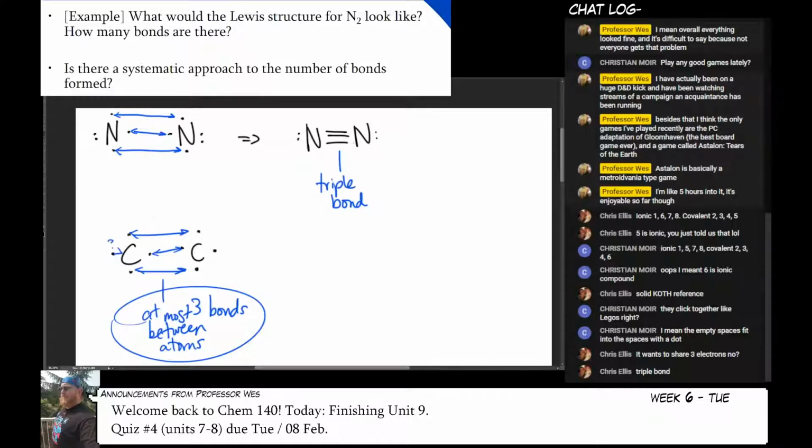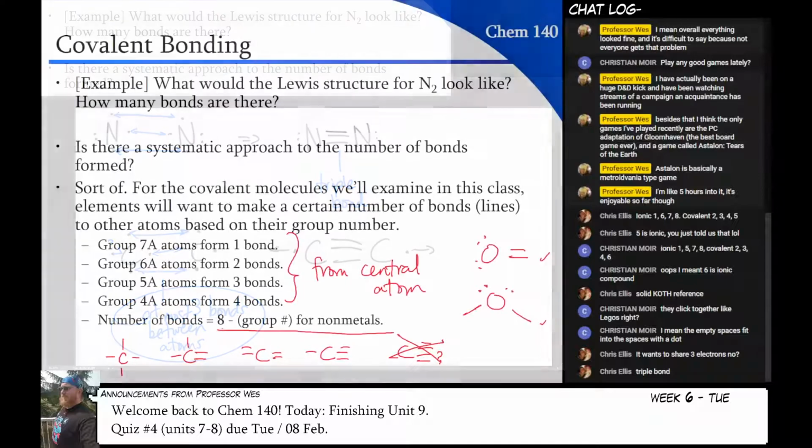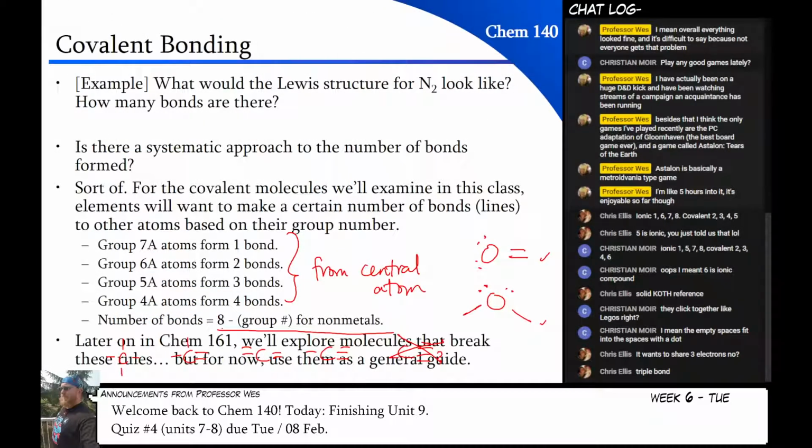So for our purposes, this is going to be true: at most 3 bonds between atoms. So what this would look like is I'd have a dot here. Here's my triple bond. And I have a dot here. And these could go bond to some other thing, like, say, a hydrogen or an oxygen that needs to make a bond. So, at most 3 bonds between 2 atoms, but the remaining bonds can go any which way that they want to. And again, later on in Chem 161, we're going to break all these rules.